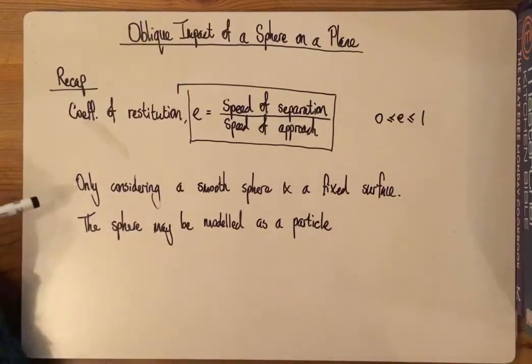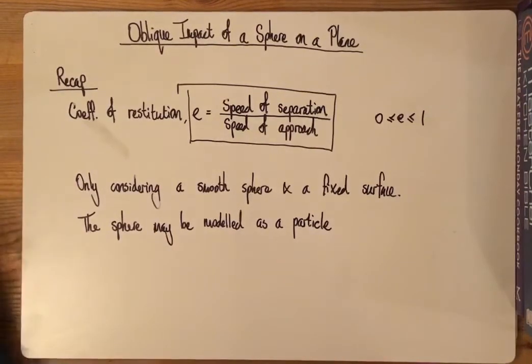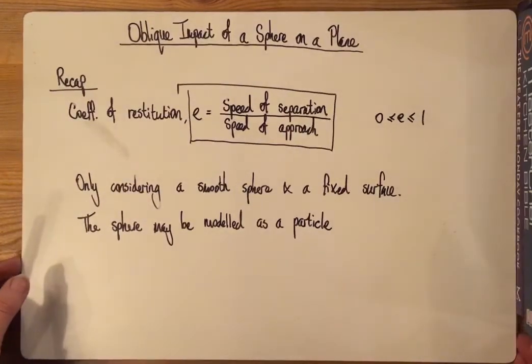And we're only considering a smooth sphere and a fixed surface, so the surface won't move when the sphere hits it. And the sphere may be modelled as a particle, so we don't need to worry about spin and that sort of thing. So it's just keeping those modelling assumptions quite simple.